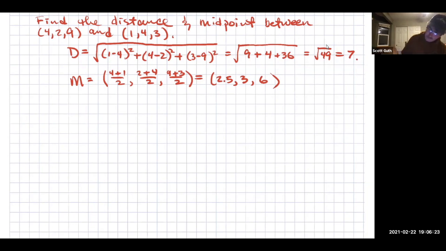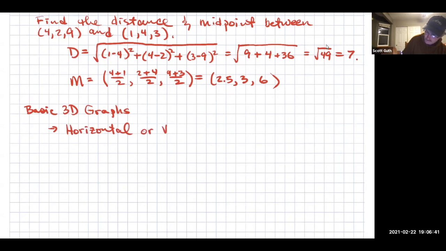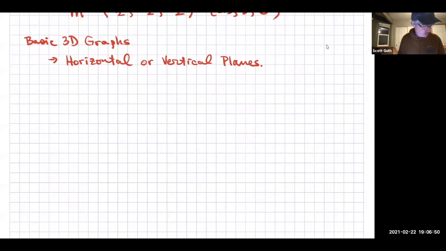Okay, so then the basic 3D graphs. First, we would do horizontal or vertical planes. Okay, so we're going to need 3 coordinate systems here. I want to make it a little smaller so I can do 3 of them.